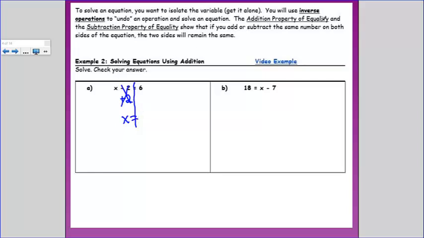The addition property of equality just means if you add or subtract a number to both sides of the equation, the two sides will remain the same. So on the left, if we add 2, on the right we have to add 2 as well to keep our equation balanced. 6 plus 2 is 8. That's our answer. That's a more complicated way. I'm sure you could have figured out 8 just by looking at it, but we're going to do some really challenging ones, so you're going to need to show this step to both sides, and there'll be different steps in the future.